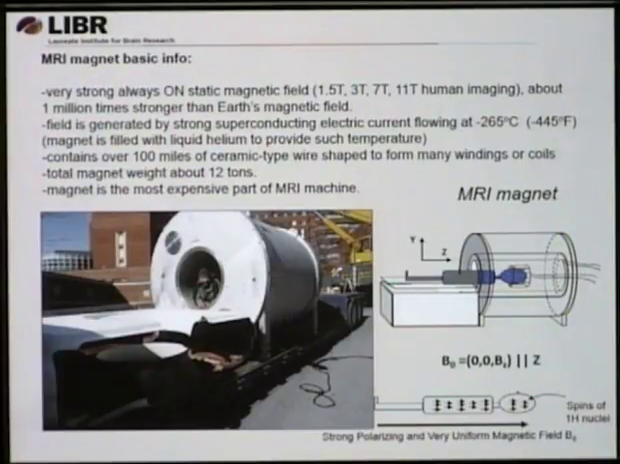So how do we generate such a strong magnetic field like 3 Tesla, which is about 1 million times stronger than the Earth's magnetic field? We have to put a lot of stuff inside the magnet. And this stuff is very special, a special material called superconducting material, which can carry electric current without any resistance. So what it means is essentially we have no resistance.